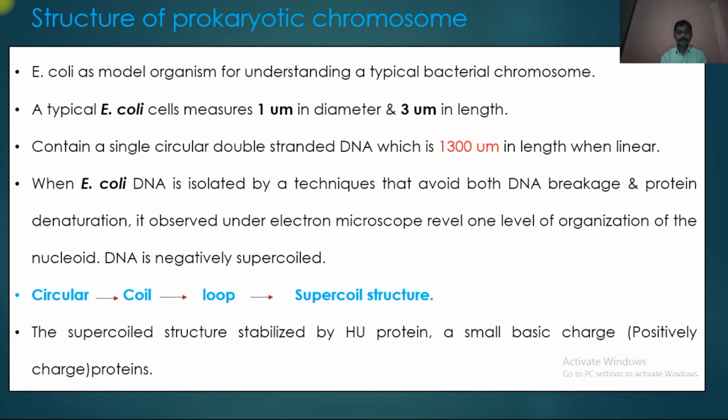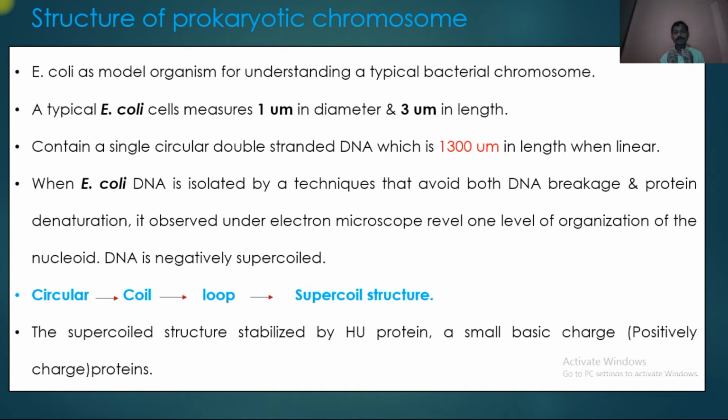When E. coli DNA is isolated by a technique that avoids both DNA breakage and protein denaturation, it is observed under the microscope to reveal one level of organization of the nucleoid, and the DNA is negatively supercoiled. That organization is the double-stranded circular DNA present in circular form. It coils again, the coiling forms loops, and such loops again form a supercoil structure.